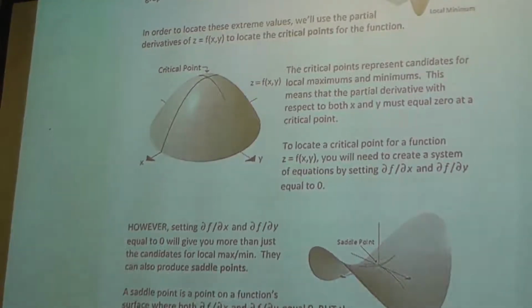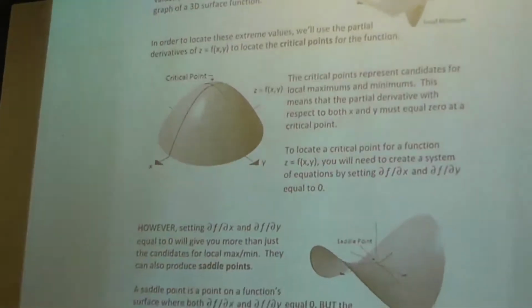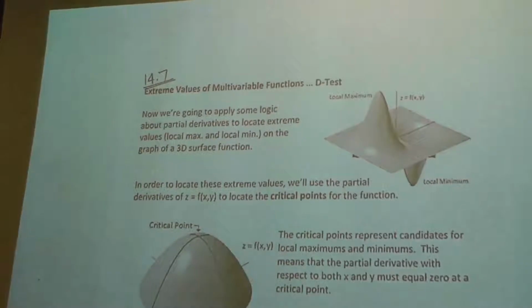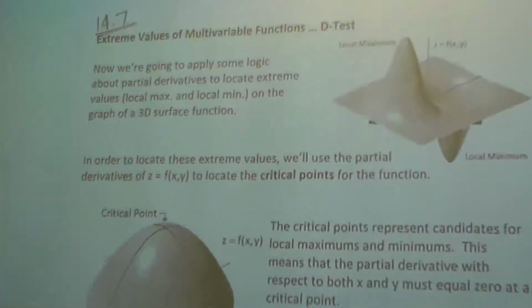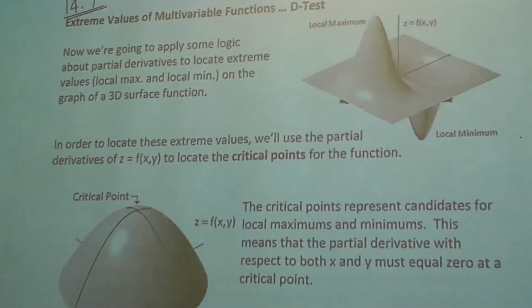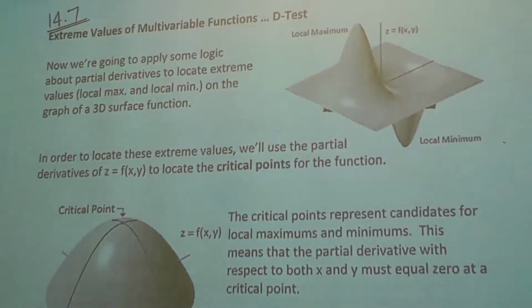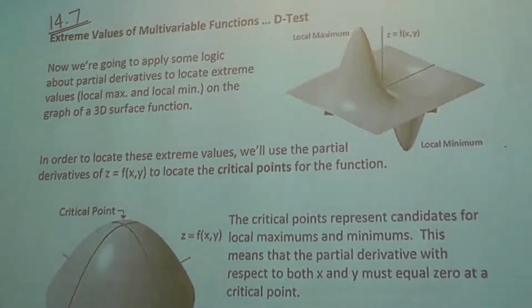Okay. So tonight, moving on, this is section 14.7, the calculus 3 version of finding maximums and minimums, or extrema, for a function of multiple variables. We only apply it to functions of 2 variables, for the test problems that we're doing.